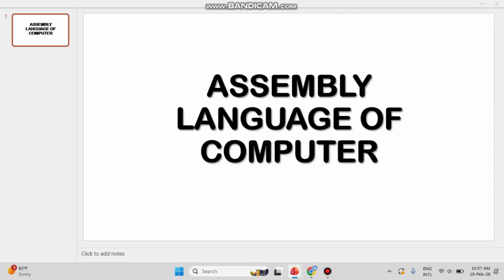So what is your understanding of assembly programming language? Every personal computer has a microprocessor, the CPU, central processing unit. When you write code in assembly programming language, it communicates directly with your CPU, the central processing unit.